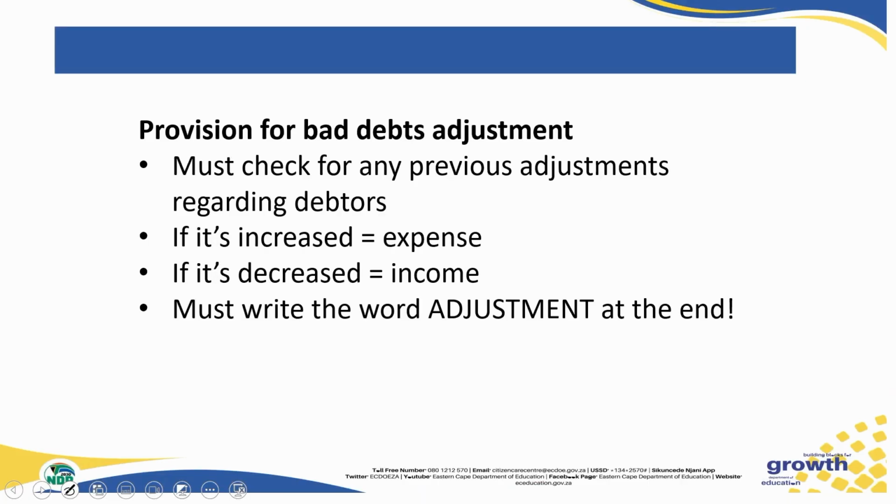Then for provision for bad debts, you must always make sure that you check if you have any previous adjustments that are regarding debtors before you get to this adjustment. Remember that if we are increasing our provision for bad debts adjustment, that is an expense to the business. And if we are decreasing our provision for bad debts adjustment, that will be an income to us. Please always remember to write the word adjustment at the end. So you must write provision for bad debts adjustment.